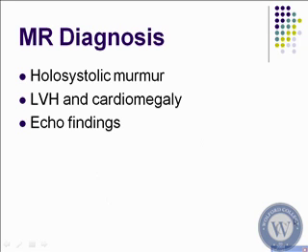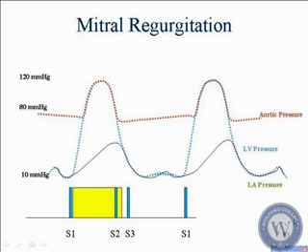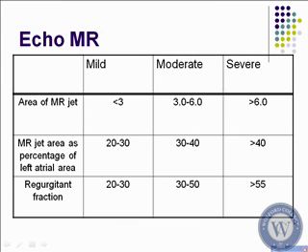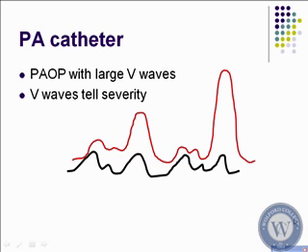MR is a holosystolic murmur, leads to left ventricular hypertrophy and cardiomegaly, and echo findings are consistent. In mitral regurgitation, you'll see a large V wave here. The large V wave will start being seen on your PA occlusion pressure as an effect. This is what the echo shows. What I want you to understand is that severe shows you the increased MR jet, and your regurgitant fraction can be as much as 55%.